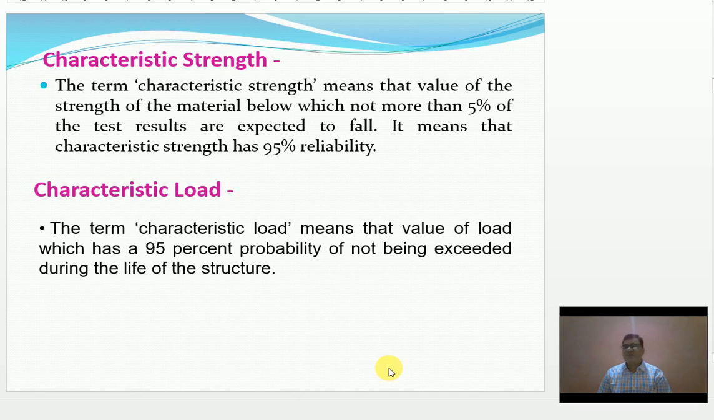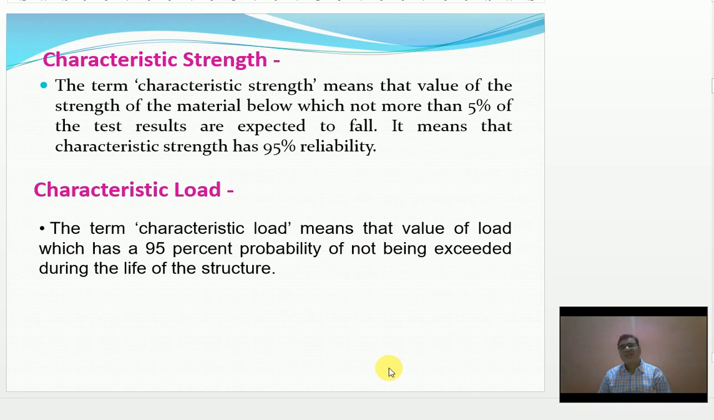For example, if we are testing 100 cubes, let's say the size of the cube is 150 by 150 by 150, and we have grade of concrete M20. We can say this 20 Newton per mm square as characteristic strength only when more than 95 cubes give values equal to or more than 20 Newton per mm square. So the probability of failure is less than 5%. That means a maximum of 5 cubes can give results less than 20. Then and only then can we say 20 Newton per mm square is the characteristic strength.